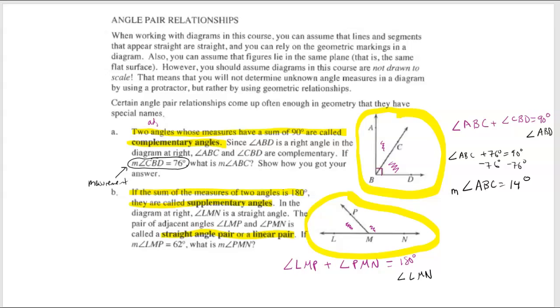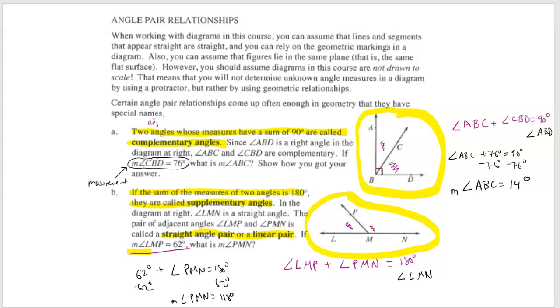So let's try this one. If we know, let me put it back in here. So if we know that the measurement of LMP is 62, this would be like saying 62 degrees plus our unknown measurement is equal to 180. I will subtract 62 degrees, and when I do, I get my angle PMN is equal to 118. Again, this is a measurement, so we should put the letter M in there.